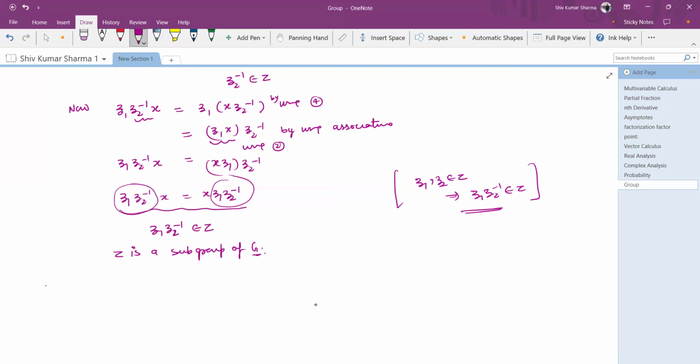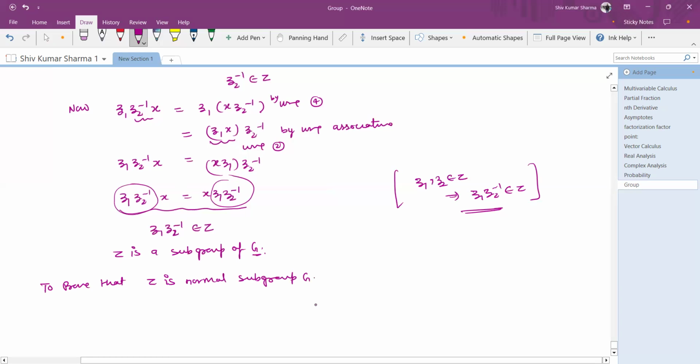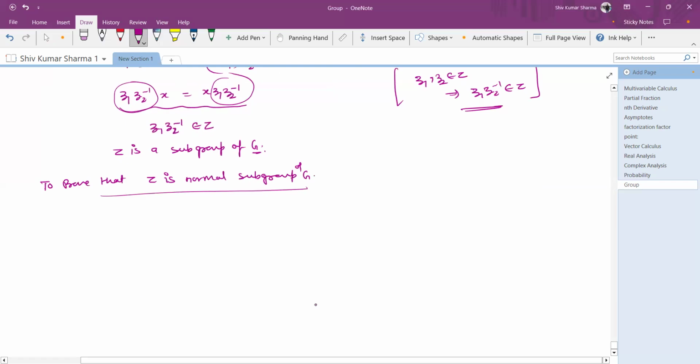So now to prove that Z is a normal subgroup of G. For proving a normal subgroup of G, we take, let x belong to G and z belong to capital Z. So z belongs to Z, which implies that zx is equal to xz for every x belonging to G.